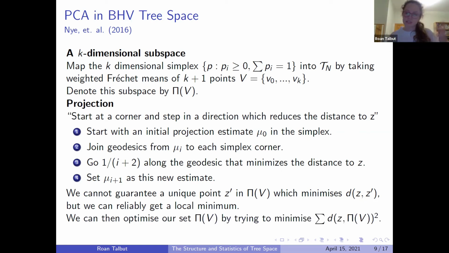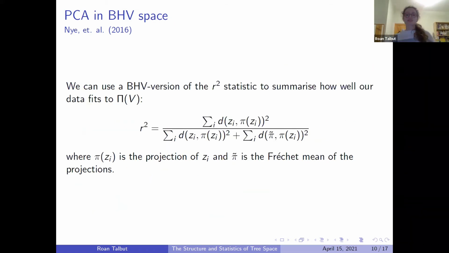Given this concept of a subspace and projection, it then results in needing to find the subspace that minimizes the information lost by projecting. So minimizing the sum of distances from our data points to their projection. And then given this, we can write down an R statistic which summarizes how well our data fits to the subspace we're looking at.